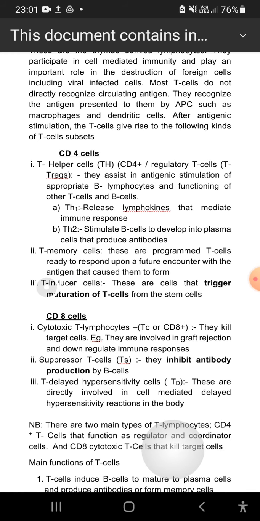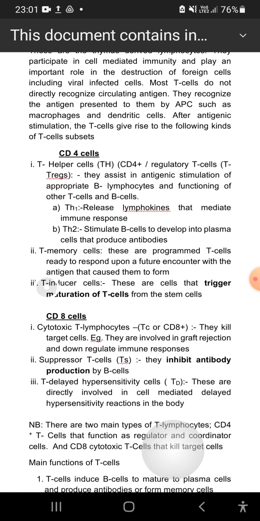Then we have the CD8 cells. The first one is the cytotoxic T lymphocyte or T cytotoxic cells, normally just called CD8 plus cells. This one kills target cells, virus infected cells or tumor cells, by cytotoxicity. Then we have suppressor T cells, which inhibit antibody production. Then we have the T delayed hypersensitivity cell, which takes part in delayed hypersensitivity that we will discuss much later.